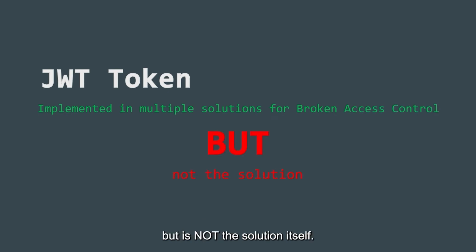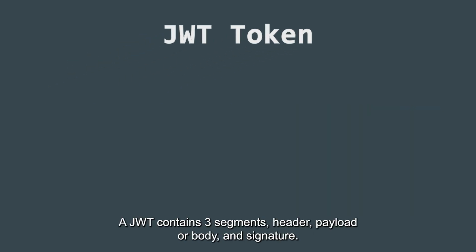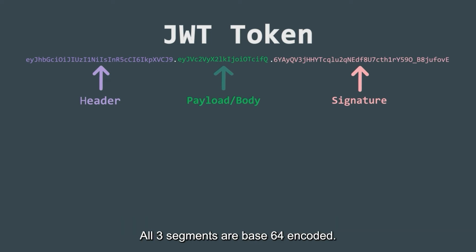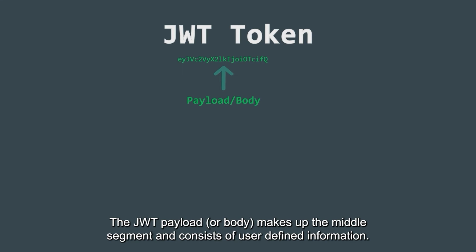Take note that JWT tokens are implemented in multiple solutions for broken access control but is not the solution itself. A JWT contains 3 segments: header, payload or body, and signature. All 3 segments are base 64 encoded. The JWT payload makes up the middle segment and consists of user-defined information.